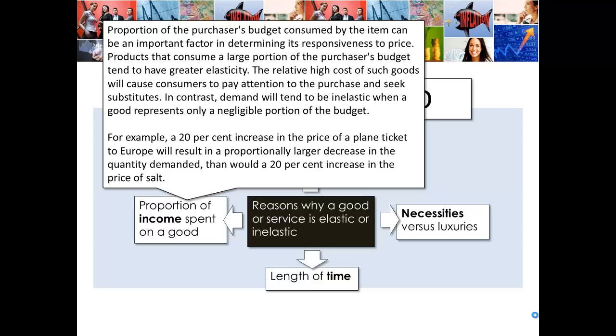So proportions of income that are small are relatively price inelastic, whereas those purchases that take up a big chunk, a big proportion of a consumer's income, say a new car or a holiday, then those goods tend to be rather elastic.